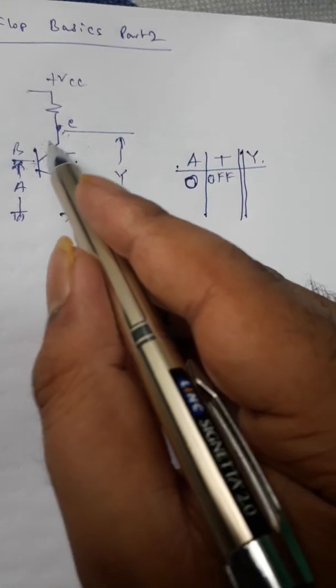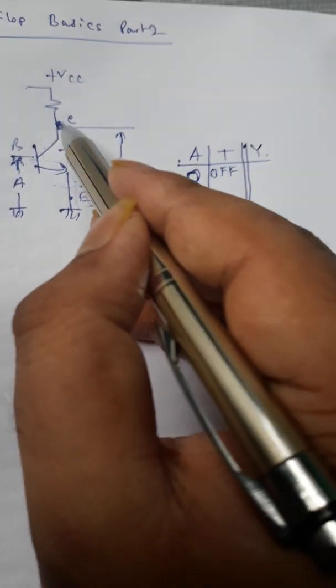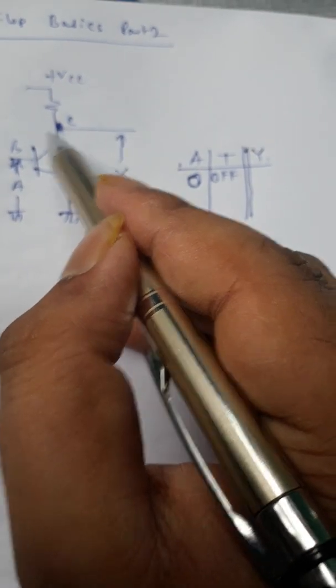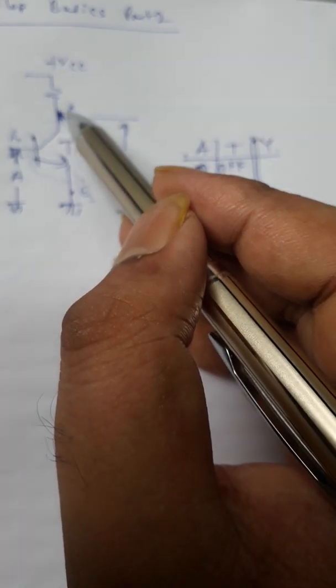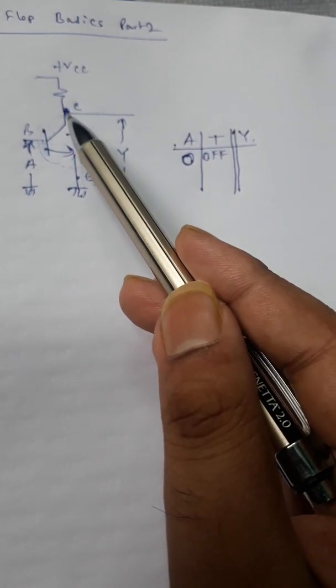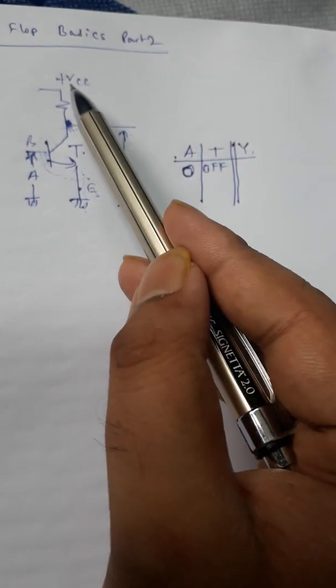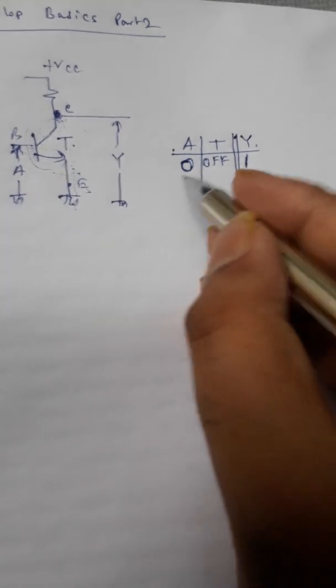And as the transistor is in off state, this voltage cannot get to 0 because this is in off state. As this is not a conductor, the potential of this point and ground will be different. We can say the potential of this point is higher than the ground point since this voltage source is present, right? So we can write that with a 0 input, the output will be 1.